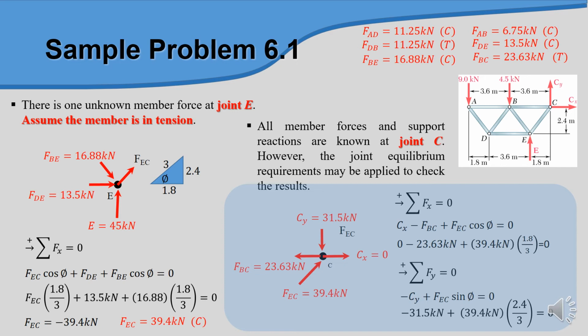Okay, at point E, we have four forces. Only one we don't know, so we call it the unknown force FEC. From there, you can proceed using the y-axis or x-axis, because there is only one unknown force. In this case, I use the x-axis. Finally, we obtain the value of FEC, which is 39.4 kilonewton, compression.